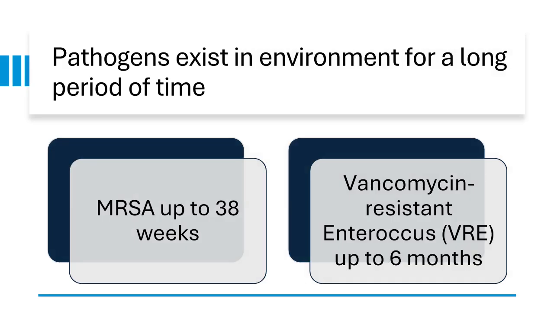Many pathogens can survive in the environment for a long time. For example, MRSA can stay on surfaces for up to 38 weeks, and VRE can survive for as long as 6 months. This is why regular cleaning and good infection control practices are essential in dialysis units.